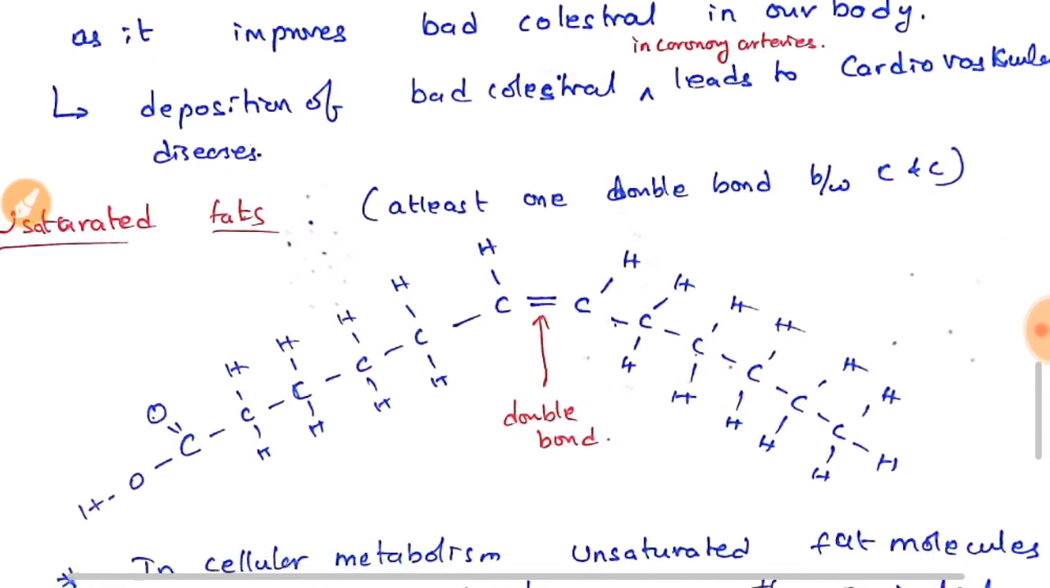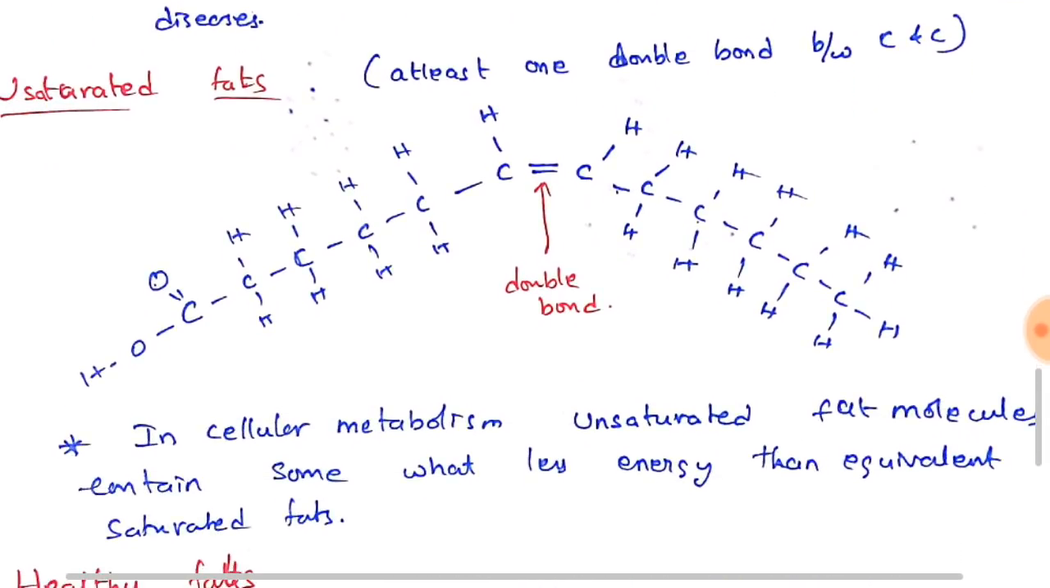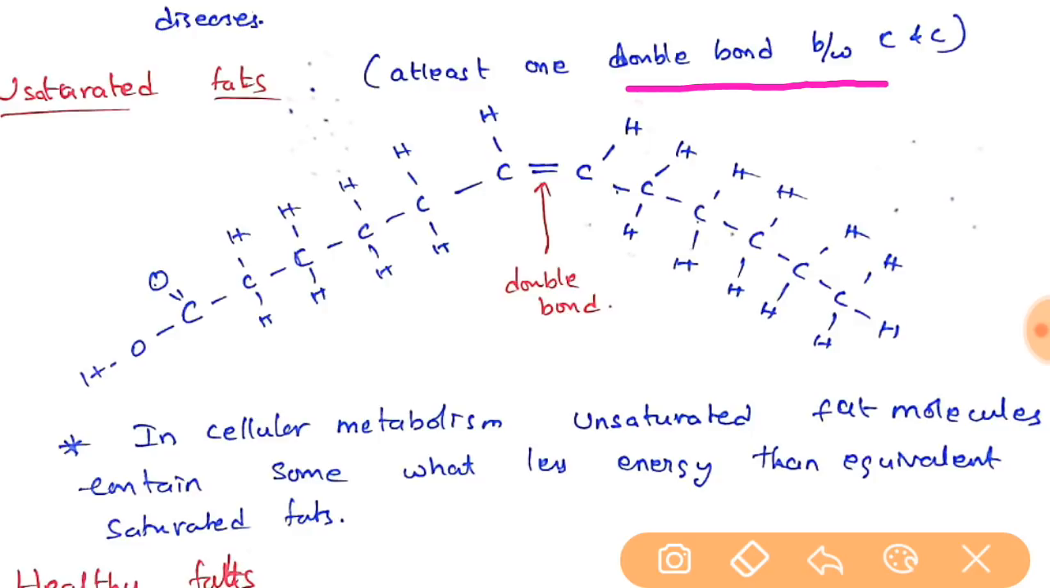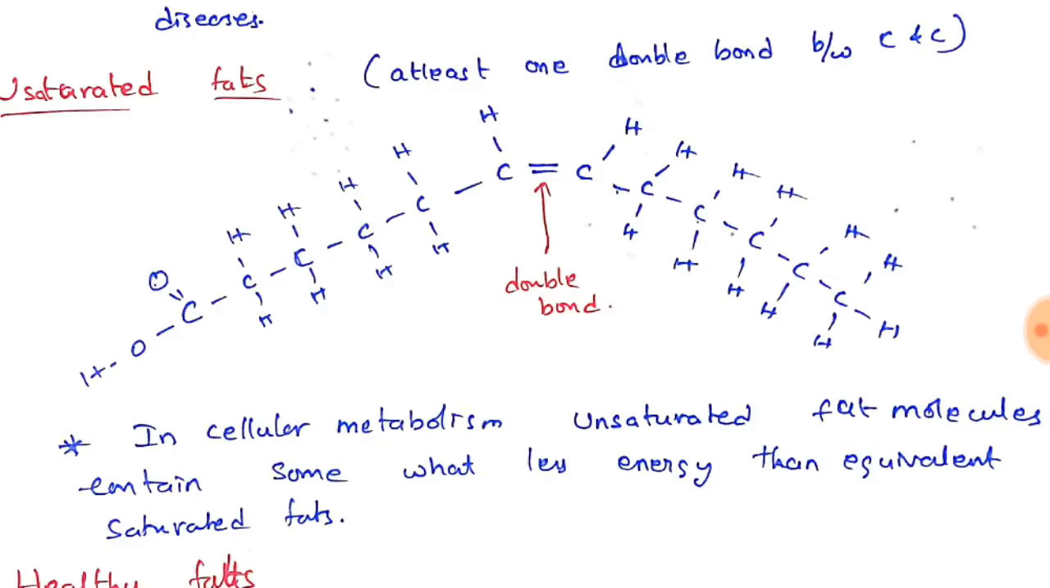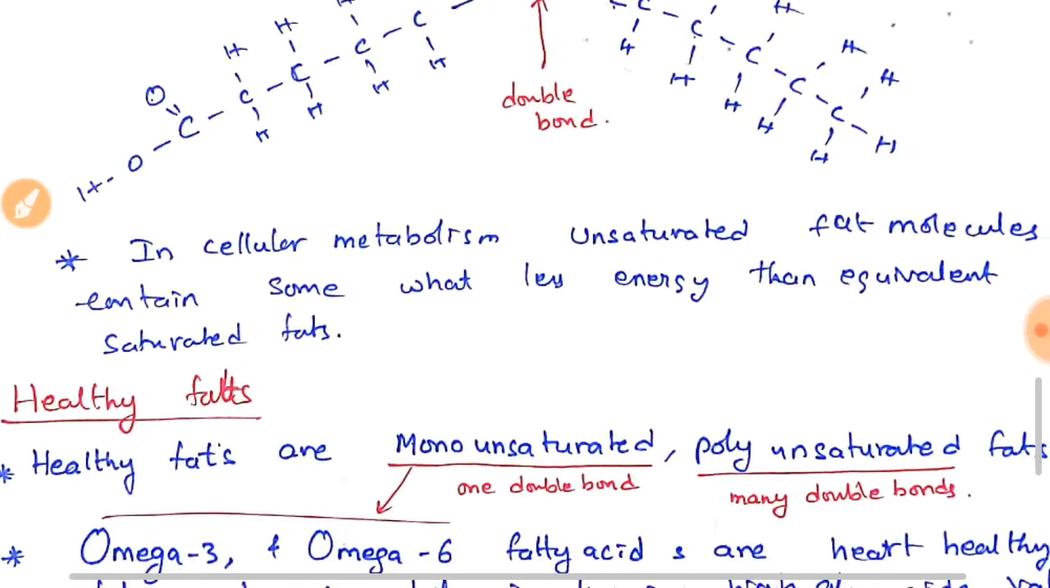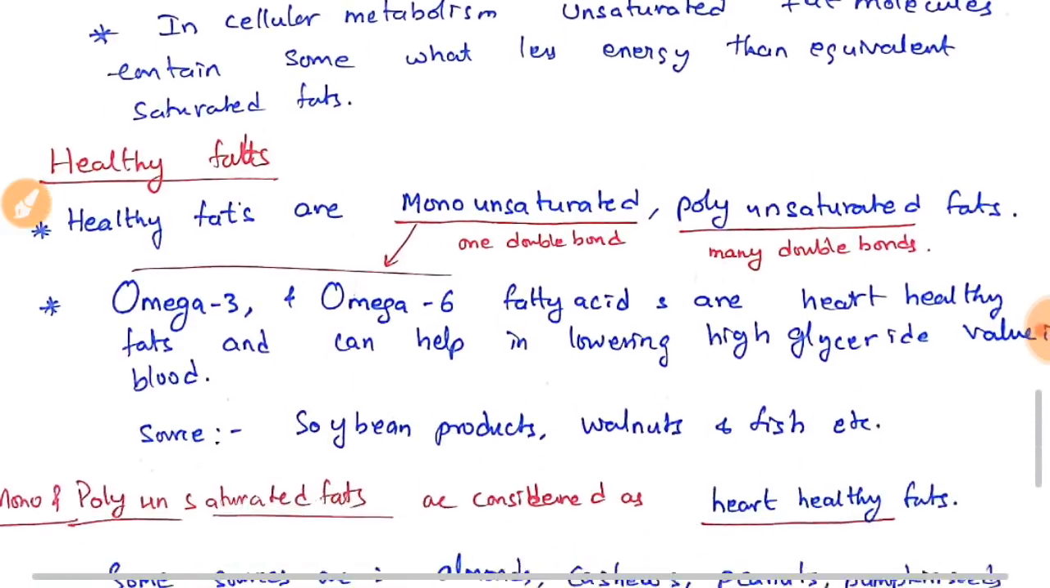If there is at least one double bond between carbon atoms, then there is scope for another hydrogen to be added. So this is not saturated, so it is called unsaturated fats. In cellular metabolism, unsaturated fat molecules contain somewhat less energy than equivalent saturated fats. This gives less energy when compared to the saturated fats, friends.